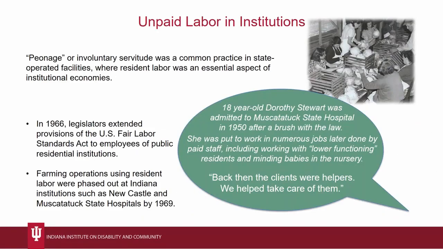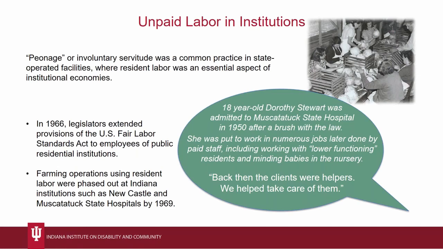Peonage, or involuntary servitude, was a common practice in state-operated institutions. Unpaid resident labor was an essential aspect of institutional economies. In Indiana, farming operations and other unpaid work were a way of life at the Newcastle and Muscatatuck state institutions. In the top right is a black and white photo of several white women packing cabbage into wooden crates.